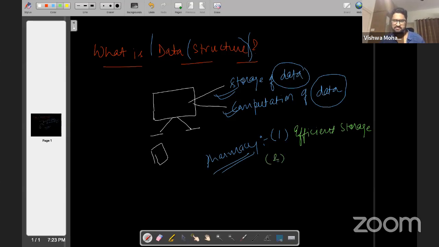The second is, if we structure it well, we can do fast queries.